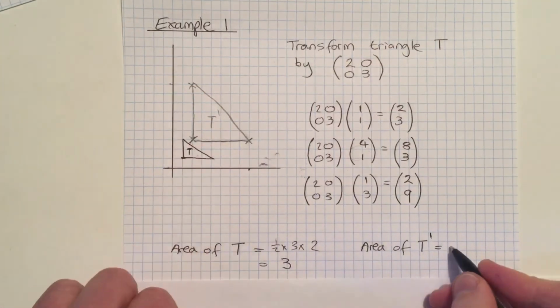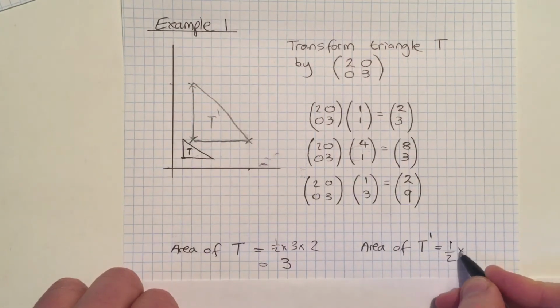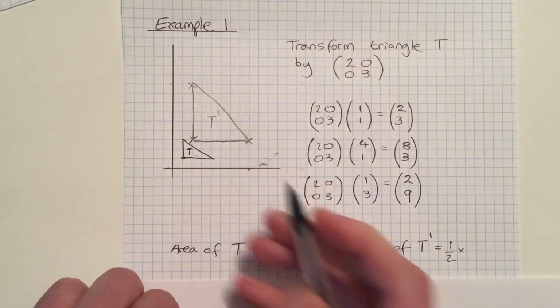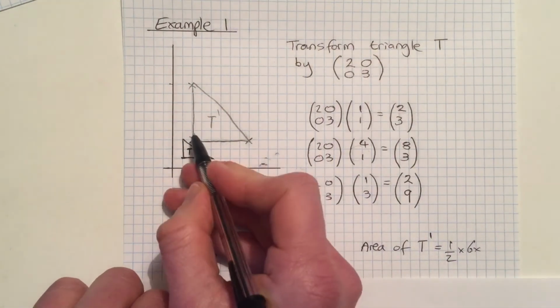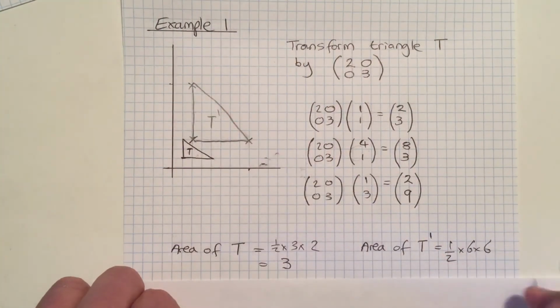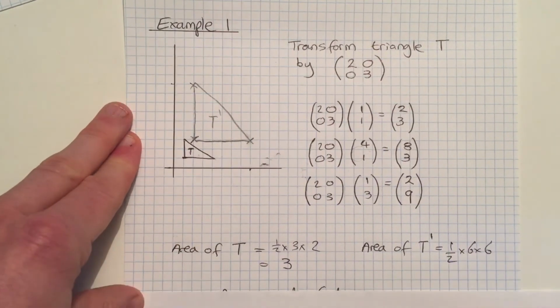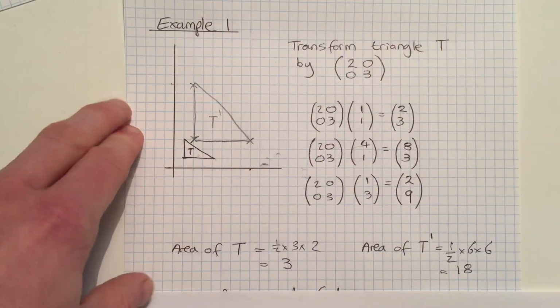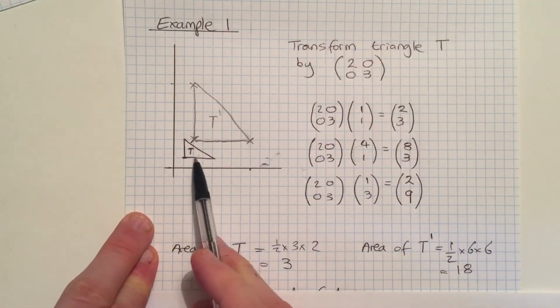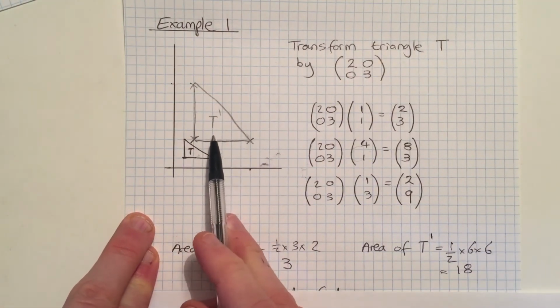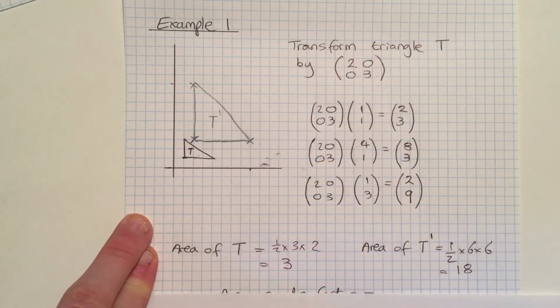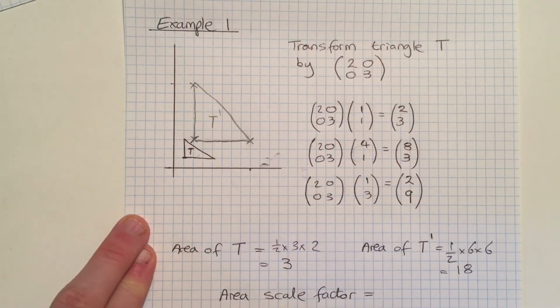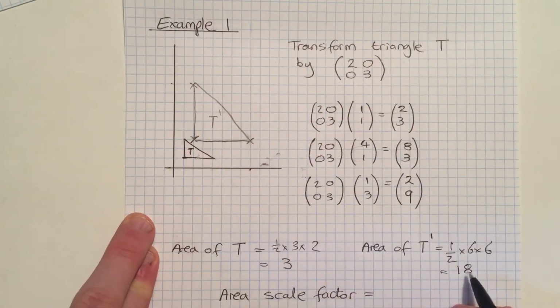Similarly for T dash, if I do a half base times height for that, the base here is 6, the height here is 6, so a half times 6 times 6, that's just going to be 18. So the area of triangle T is 3, the area of T dash is 18. The area scale factor is 6. This gets multiplied by 6 to get 18.